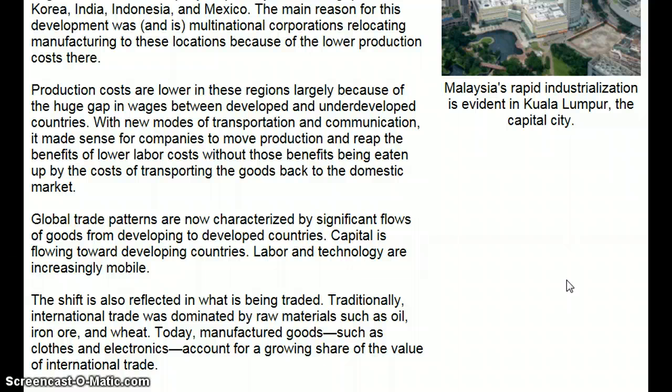The shift is also reflected in what is being traded. Traditionally, international trade was dominated by raw materials such as oil, iron ore, and wheat. Today, manufactured goods, such as clothes and electronics, account for a growing share of the value of international trade.